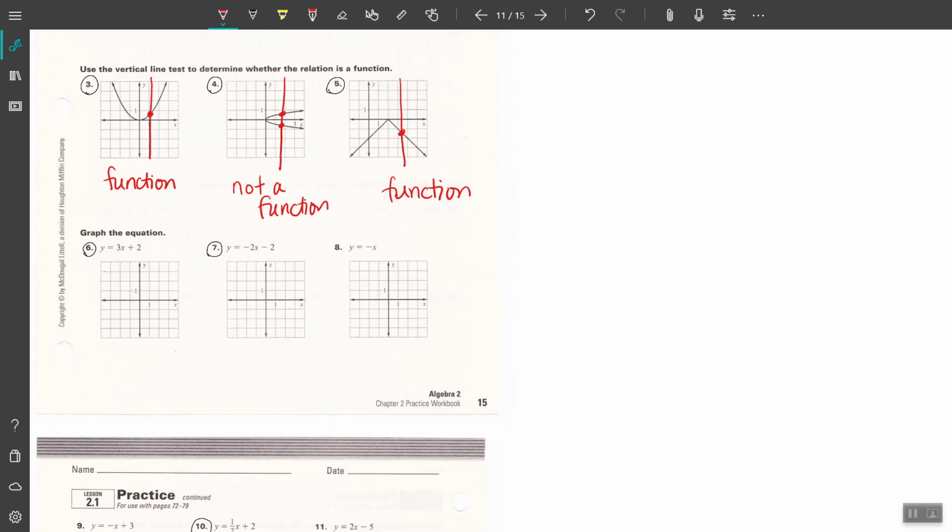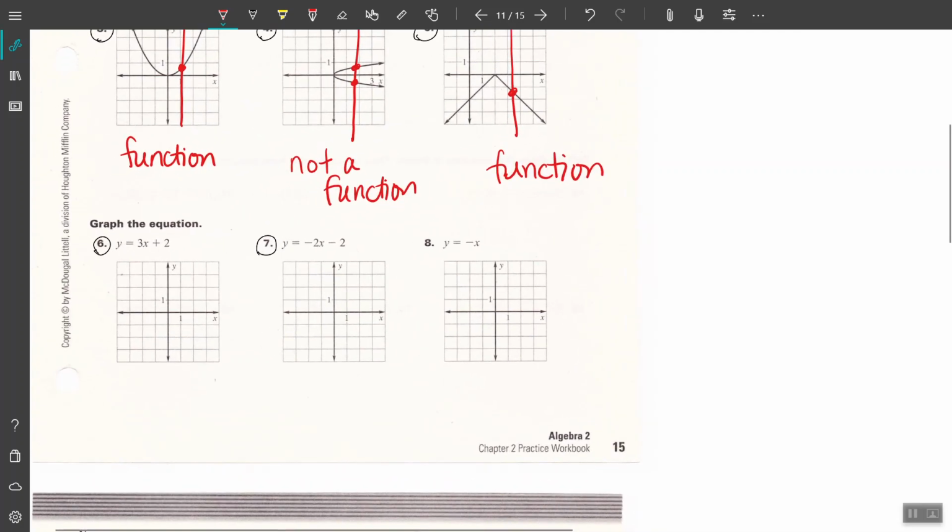Now we're going to get back into graphing on 6 and 7, the linear functions. So remember, linear means that the exponent on the variable x, in this case, is 1. So we know we're going to have a straight line. Remember, linear means a straight line. So a linear function is always a straight line. And so that's what we're going to be dealing with here.